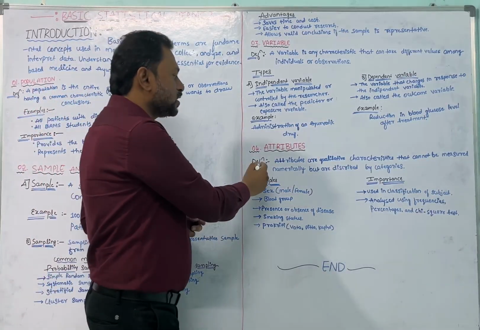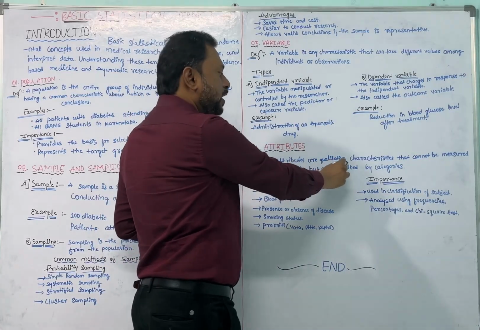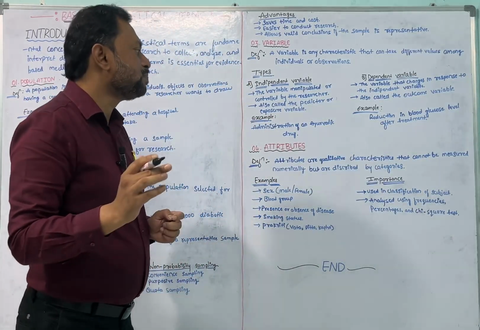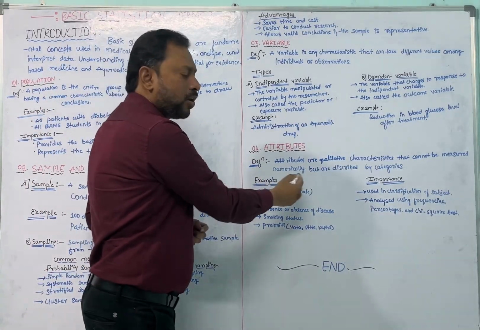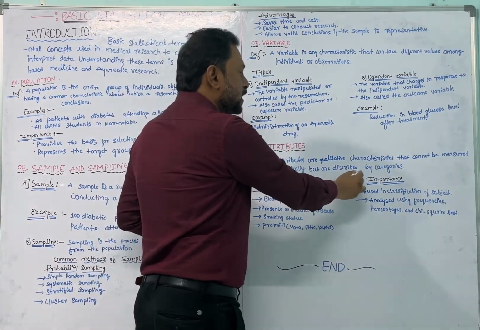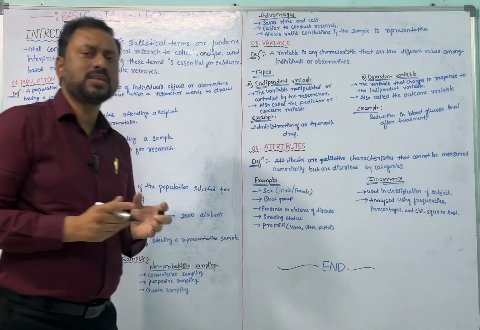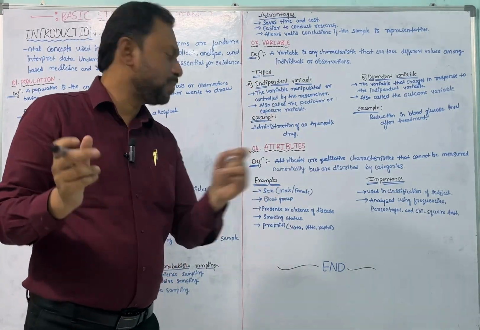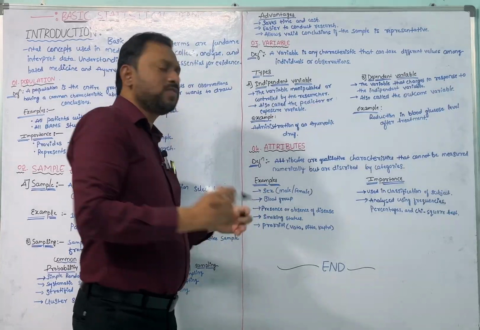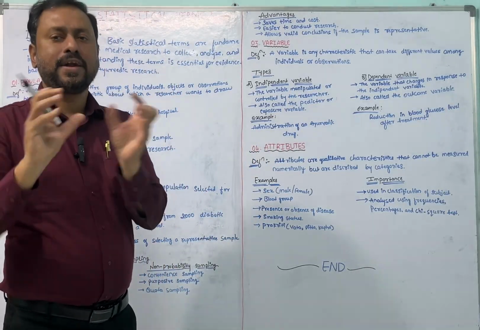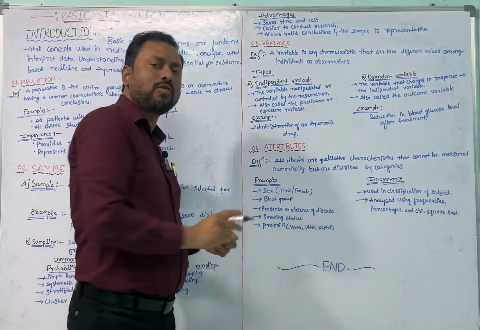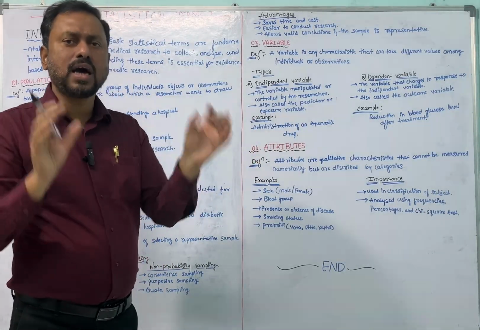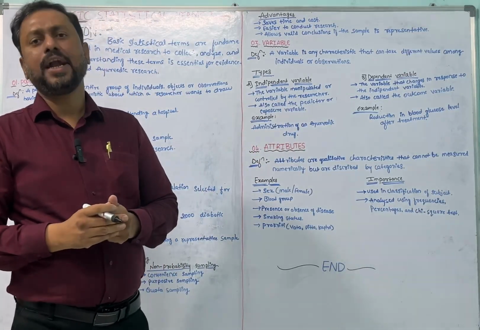The definition: attributes are qualitative characteristics that cannot be measured numerically. We cannot take numbers, but they are described by categories. For example, in our hospitals, how many male patients and how many female patients came; we are categorizing based on sex. This is called an attribute. Second, blood group A, B, AB, O; that categorizing method is called an attribute.